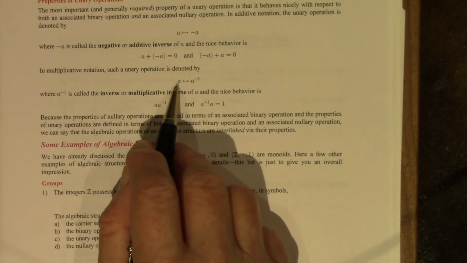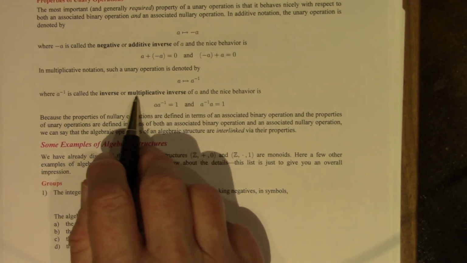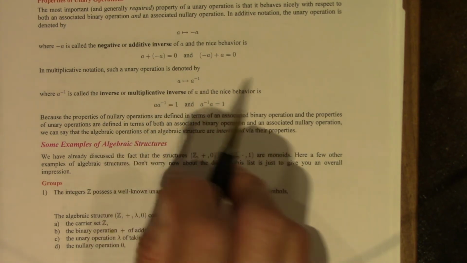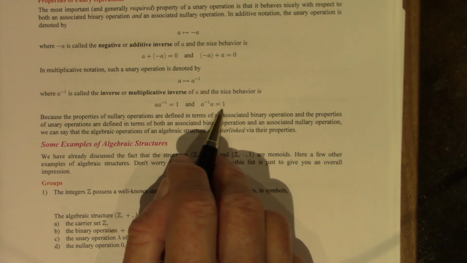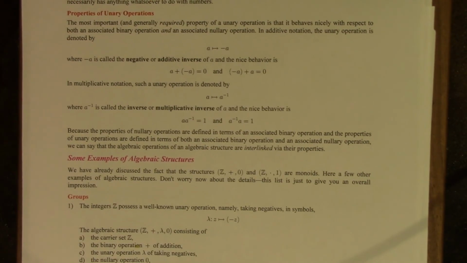Multiplicative notation looks like this. A goes to A inverse. This would be read A inverse. Better to call it the multiplicative inverse so there's no confusion. And the nice behavior looks like this. So you can see that because the properties of nullary operations are defined in terms of an associated binary operation, and the properties of unary operations are defined in terms of both an associated binary operation and an associated nullary operation, we can say that the operations are interlinked by their properties. They're not independent, generally speaking.